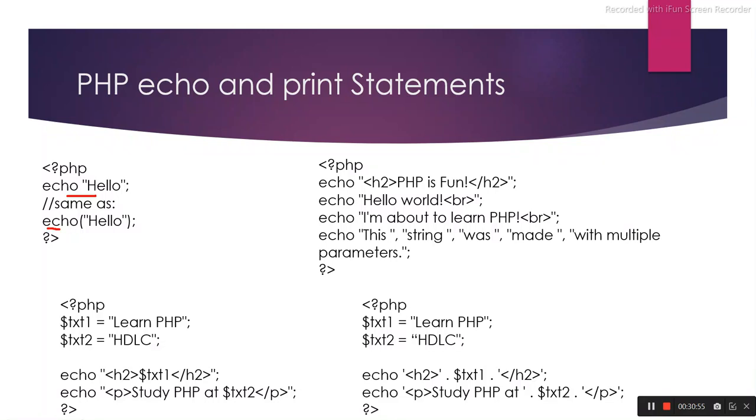Sorry, this is print hello. Okay, echo hello, sorry, this is correct. Here there are no brackets given, straight away it is given in double quotes, but here it is given in brackets, so both will work fine. There are no issues.